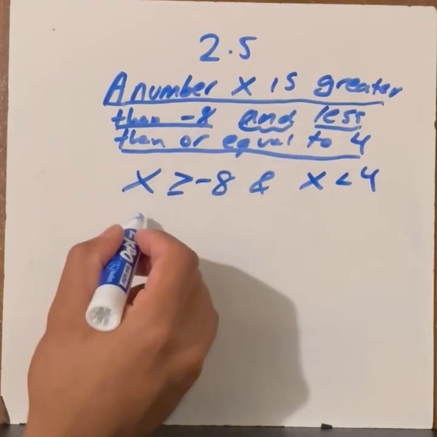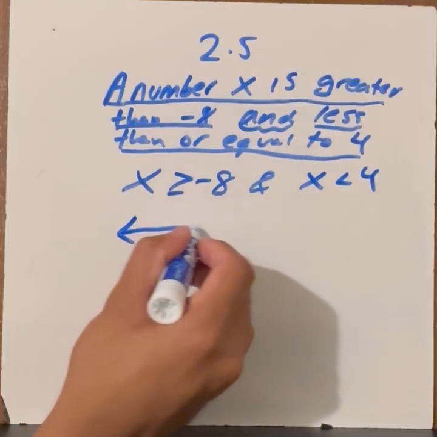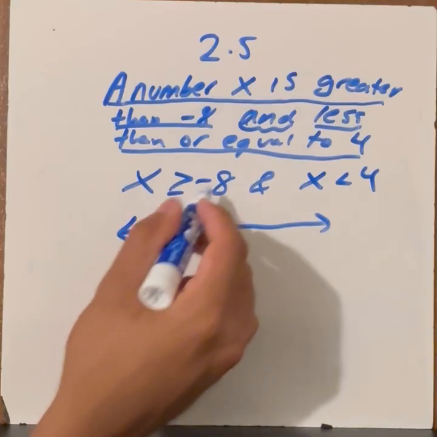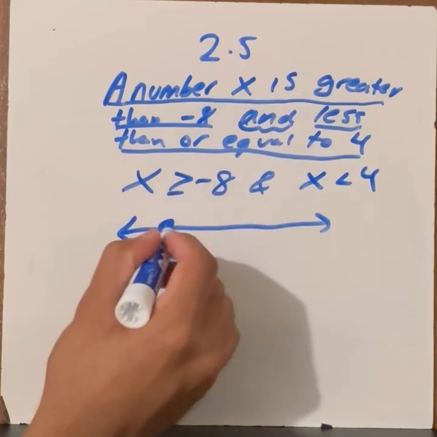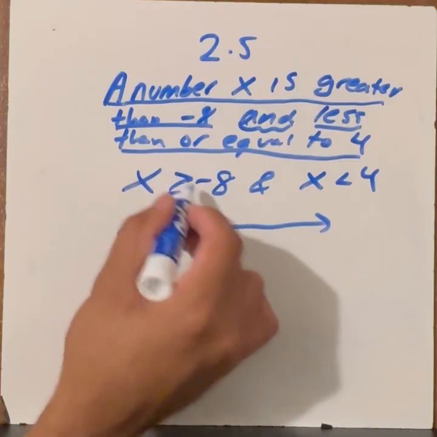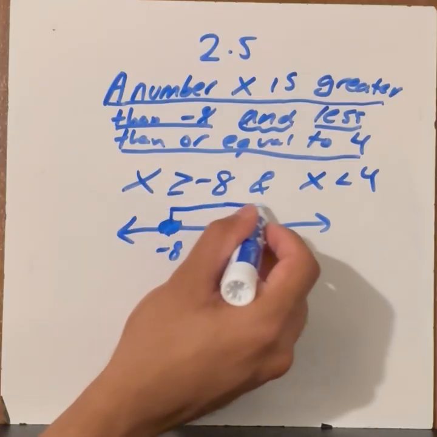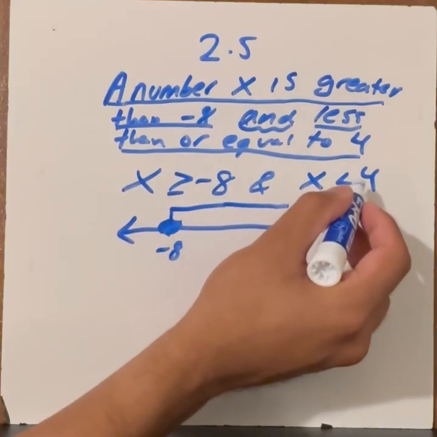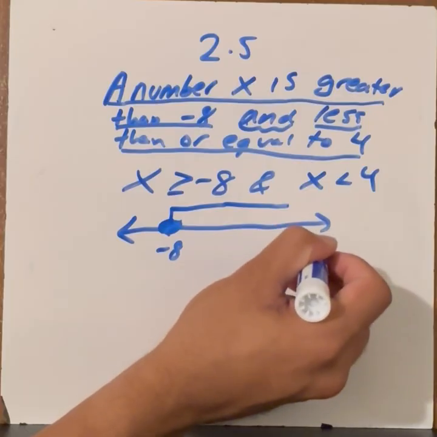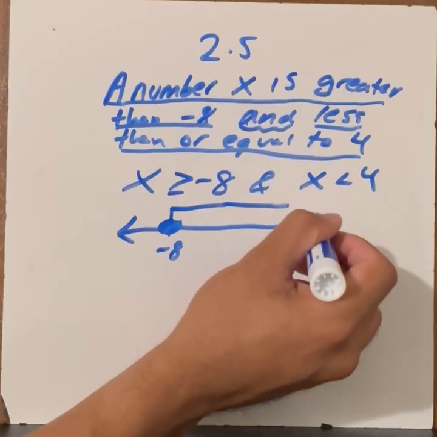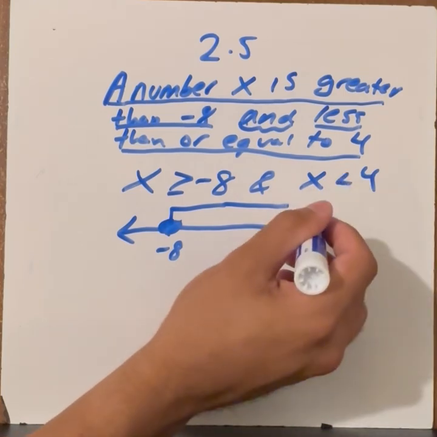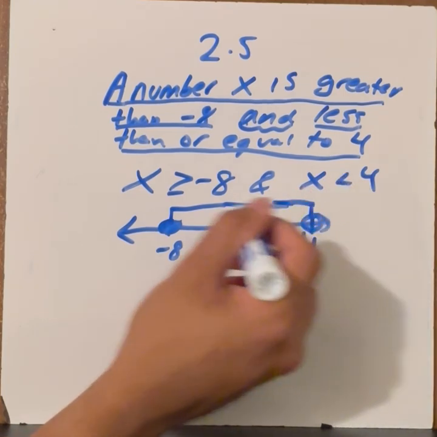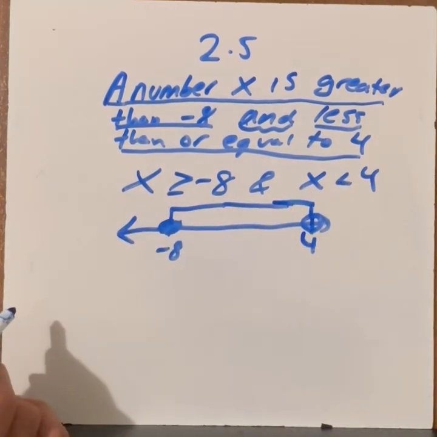So on a number line, if we start at -8, it's a closed circle at -8 with all the numbers that are that way of -8. But also recognize that it stops at 4 because it's going to say all the numbers that are less than 4 with an open circle at 4 because there's no equal sign under there. So it's going to be everything in between these values.